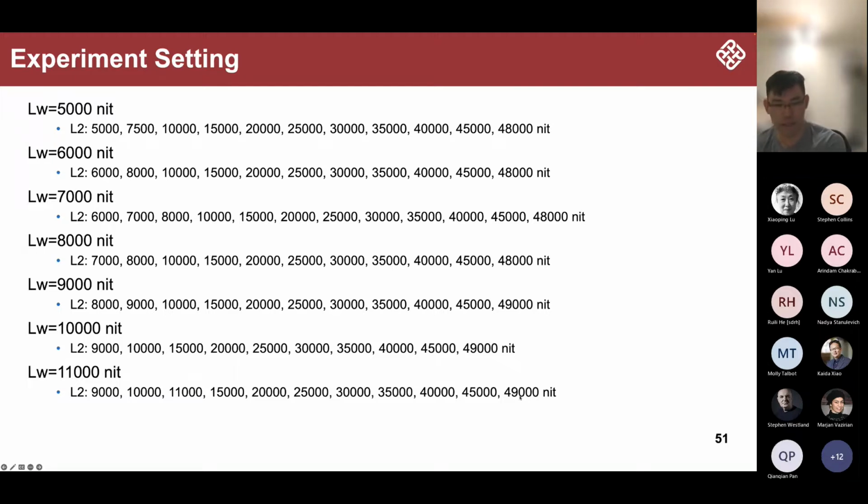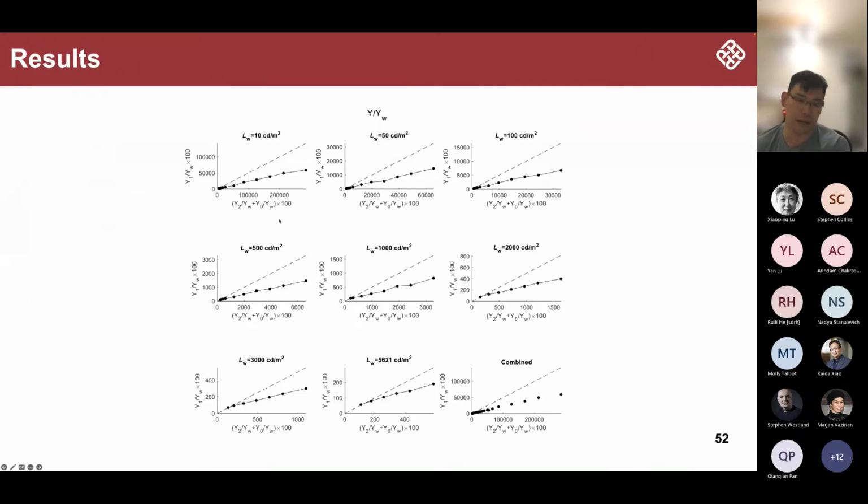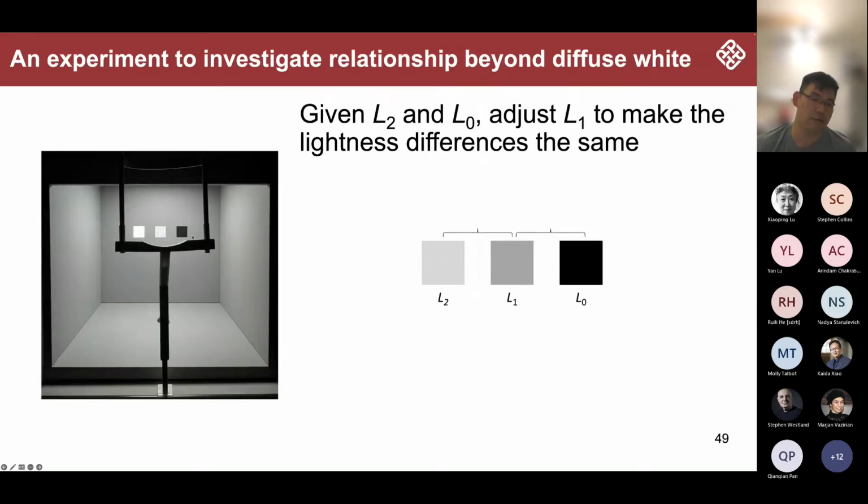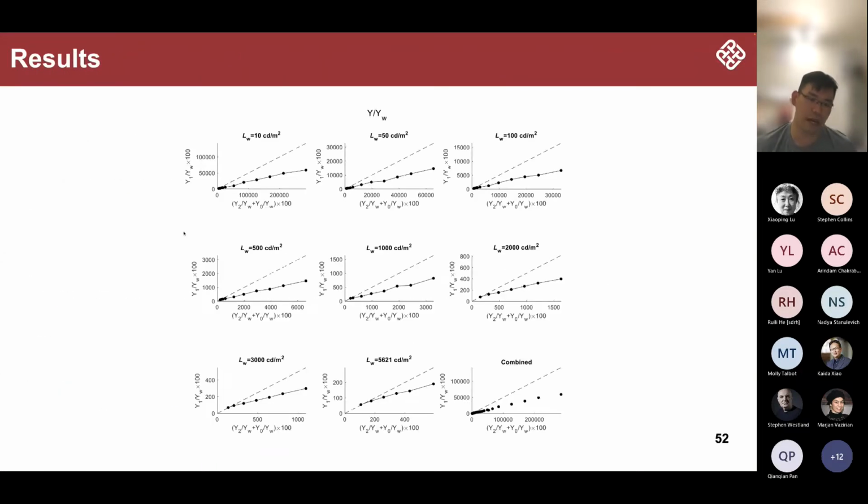Okay, so this is an HDR condition. And then we look at the result in a very simple way. The horizontal axis is the lightness of stimulus 2 and stimulus 0. Stimulus 0 was actually a black patch, so you can consider that as a luminance of 0. And the vertical axis is the lightness adjusted by the observer, predicted by different models.